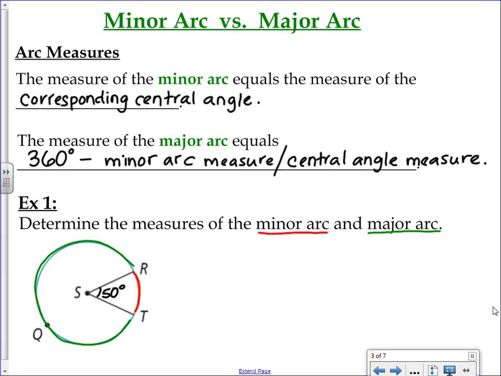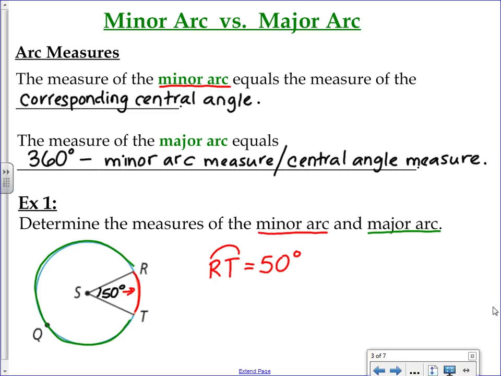All right, so let's start with the minor arc. According to what we just wrote down earlier, the measure of the minor arc is going to equal the measure of that central angle that corresponds with it. So if your central angle is 50 degrees, so is that minor arc. So we can just say the measure of minor arc RT equals 50 degrees. That's it.